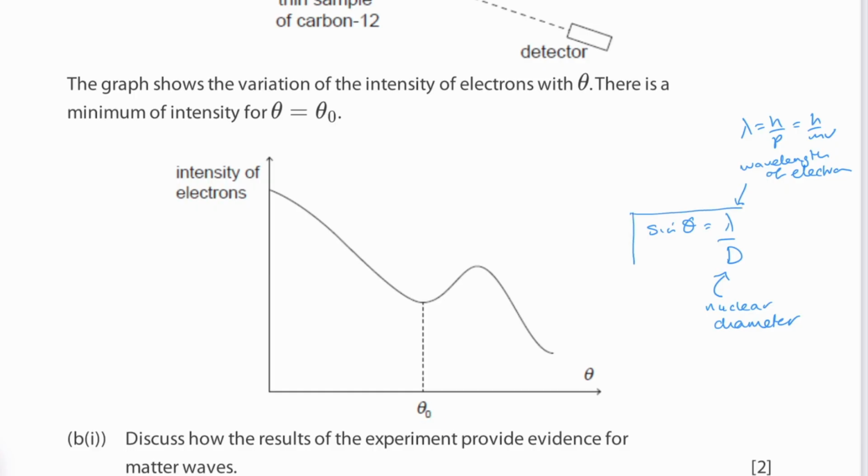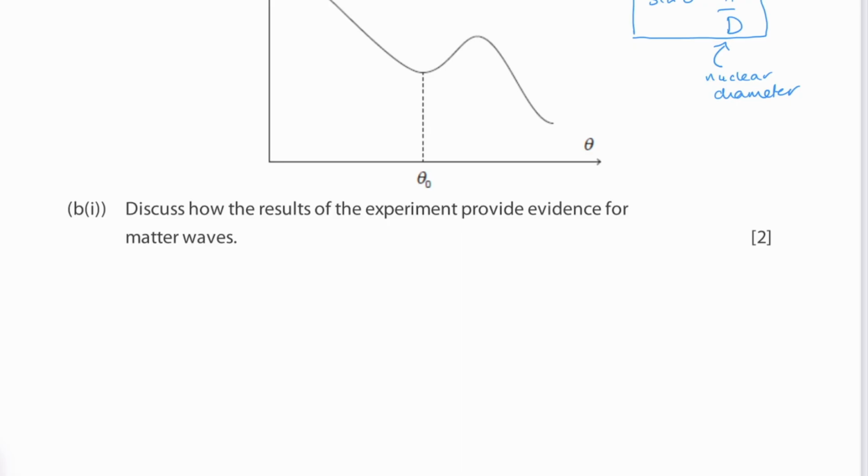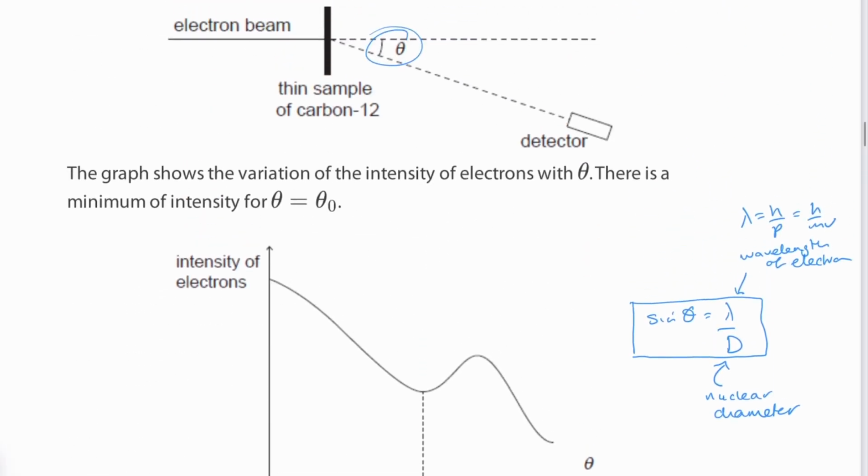This is not given in the data booklet for this topic, so it's really worth you memorising that whenever you see this graph. B1. Discuss how the results of the experiment provide evidence for matter waves. Before we answer this question, let's go back to the diagram setup.